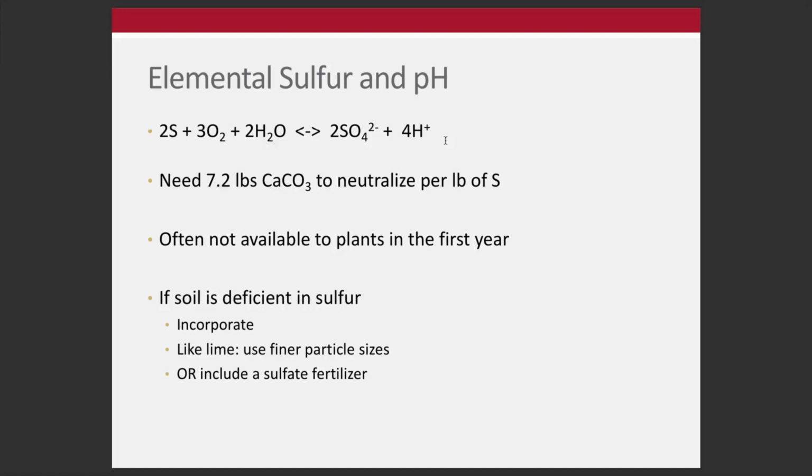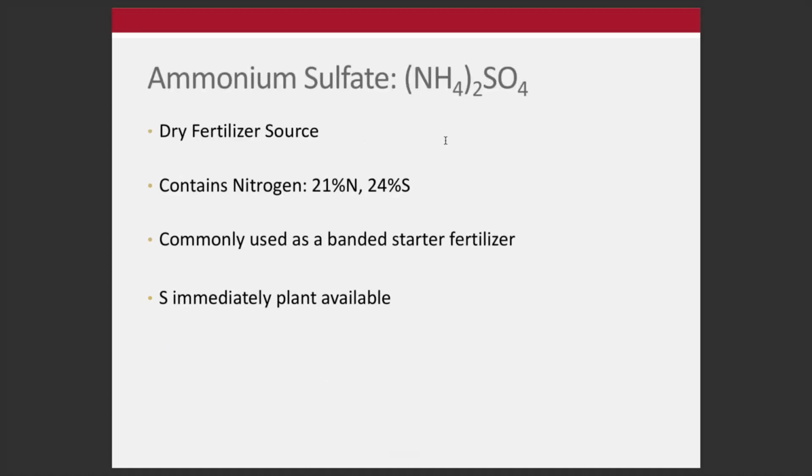So if a soil is deficient in sulfur, we're going to incorporate it. Use it like lime. Sometimes it's quite common to use some sort of more readily available sulfate fertilizer that might be a little bit more expensive, and then include the elemental too, so you take that fast release or readily available sulfur and include some slow release sulfur as well. Okay, so that would be a general philosophy or practice.